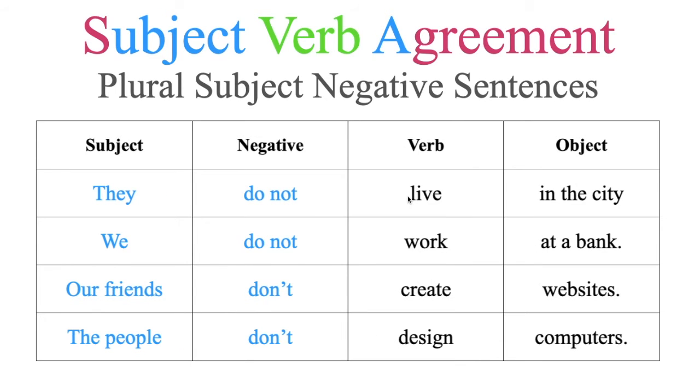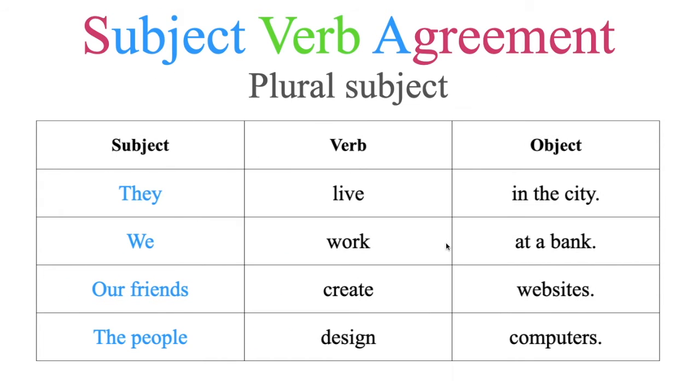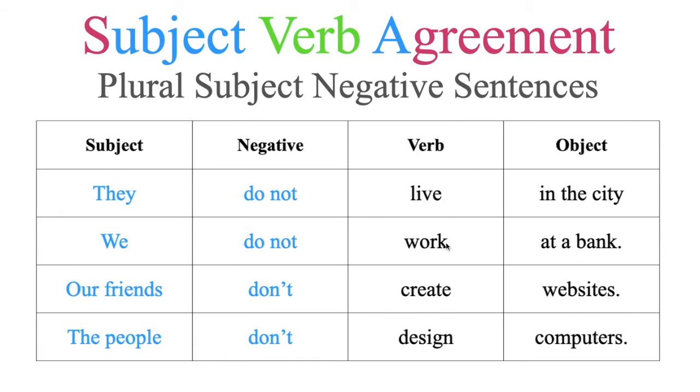Same with negative sentences. We have no S also. They do not live. We do not work. Our friends don't create. No S at the end of it. If you've got a positive sentence or a negative sentence, there is no S after that.